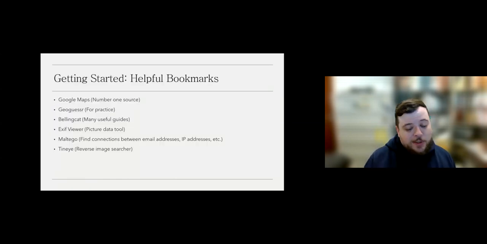GeoGuessr is just for practice, and we'll go over a couple examples of that in a minute. It's really just a fun game to play, but it hones your location identifying skills. Then Bellingcat, they have a ton of useful guides. It goes step by step for a lot of this in really good detail, everything from identifying shadows to identifying people. They have basically all of it on their website for free, so it's a really, really good resource. And even if they didn't have that, they have a lot of really good stories that rely on OSINT as well.